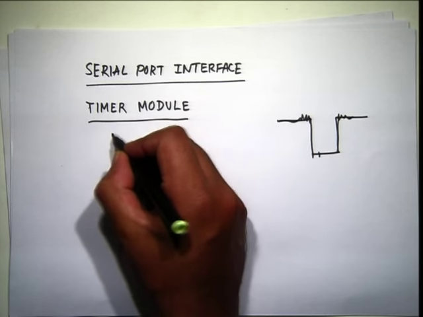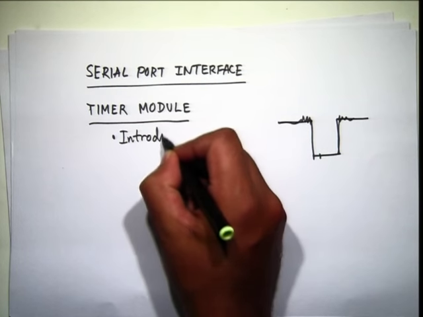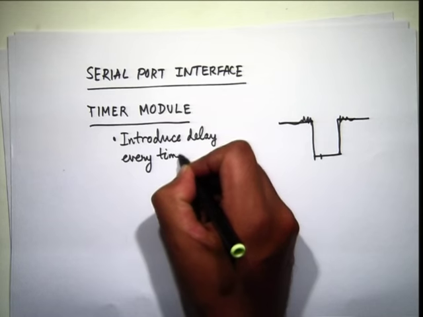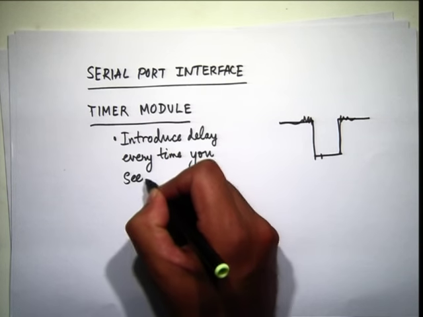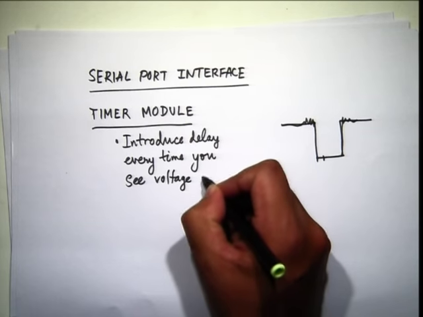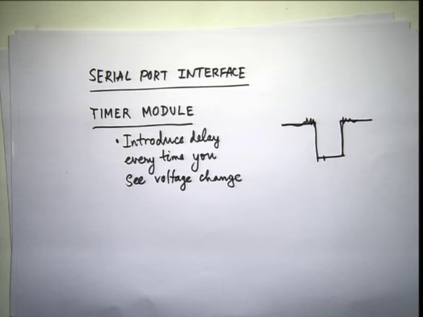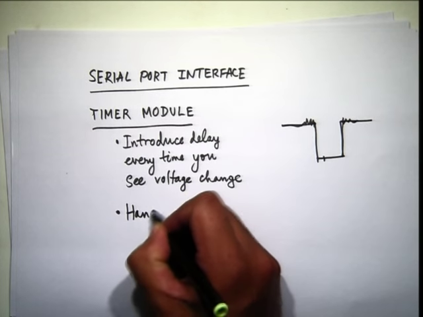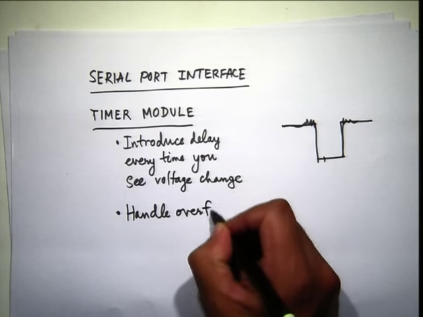Okay, introduce delay every time you see voltage change on a pin. So this is your algorithm, pretty much. You will have to worry about one more thing, about overflows, because the timer counter can overflow. So you will have to worry about how to handle overflows. Okay, handle overflow. So this is what your program will end up doing.